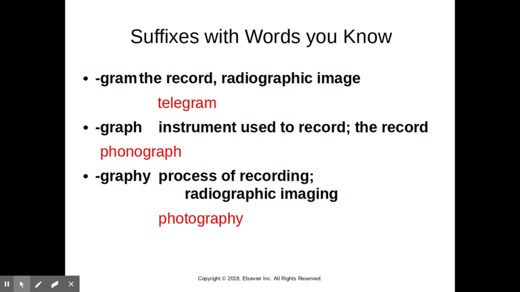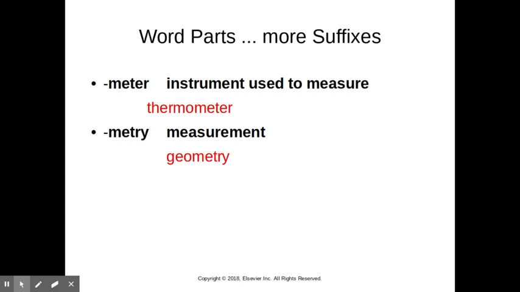So any device recording something is going to be referenced into a graph. But then you have the word graphy. So you have gram, graph, and graphy. Anytime you see the word graphy or suffix ography, that's the process of recording something. So you have radiographic image, right? Photography. It's a process of recording a photo. We have meter, instrument used to measure, and metry is measurement.